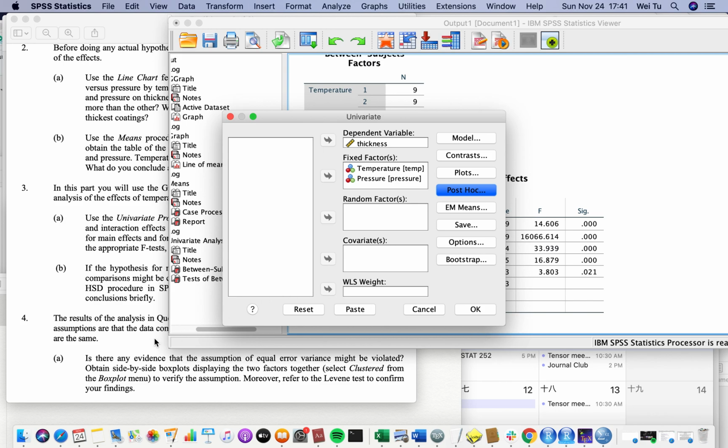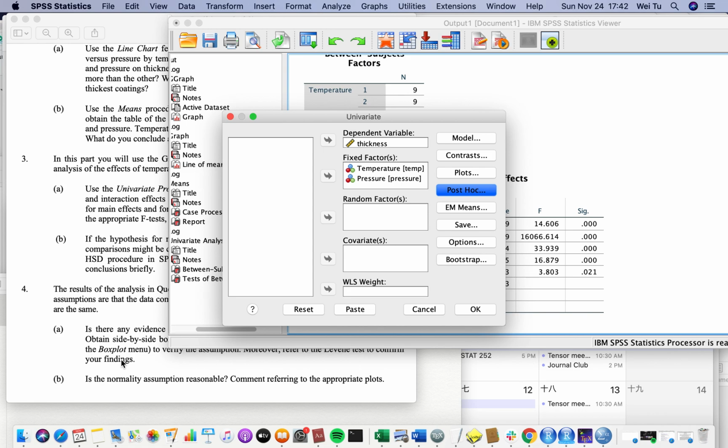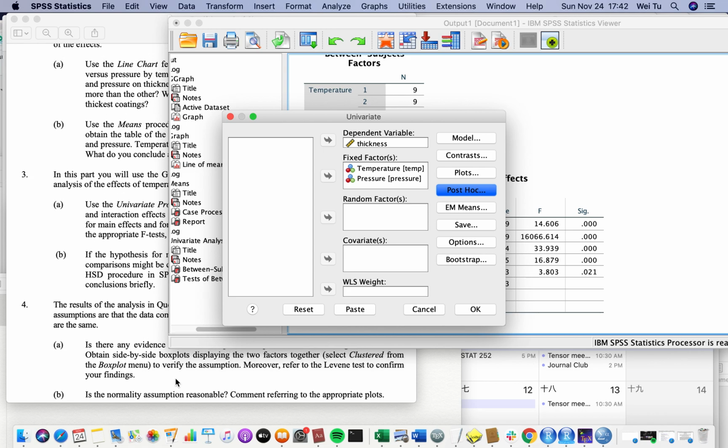Okay. I think 4 is asking for equal variance. Did they ask for Levene's test? Oh, they did. Let's do the Levene's test now, so we don't have to run this again. Where is Levene's test? Model? No. Contrast? No. Save.